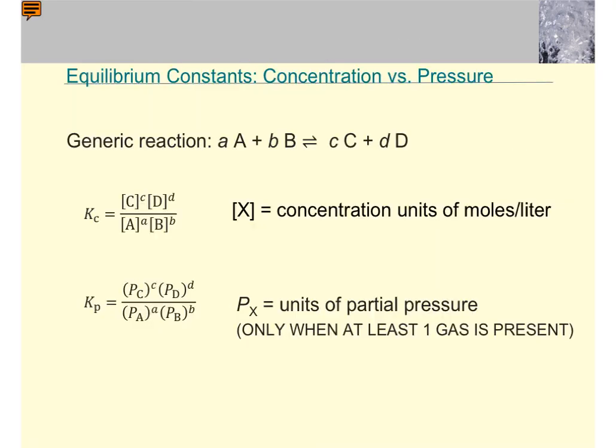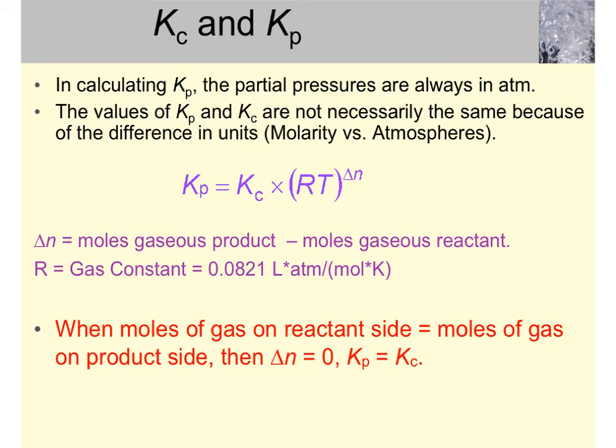I mentioned at the beginning of the PowerPoint that sometimes the equilibrium constant expressions are shown in terms of pressure, and you can only do that if you have at least one gas present. So instead of using concentration units, molarity, we use partial pressure of each component. But other than that, it's done the same. Now, the equilibrium constant in terms of pressure is usually a different value than the equilibrium constant in terms of concentration.